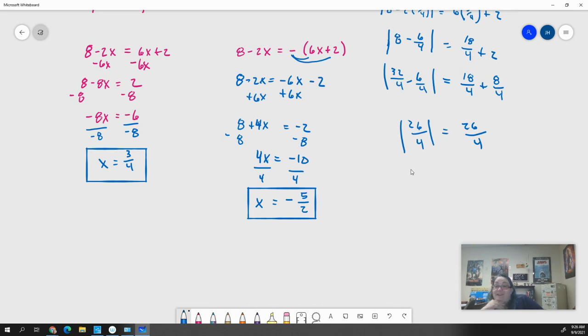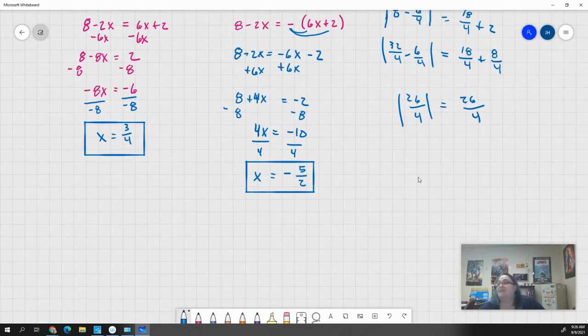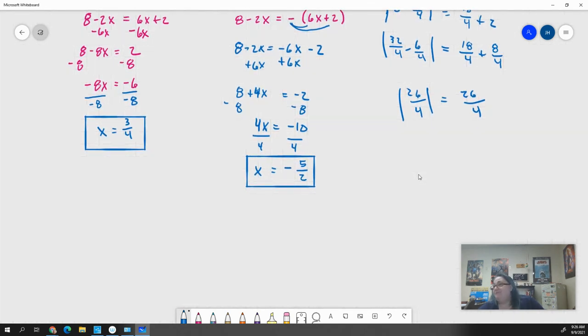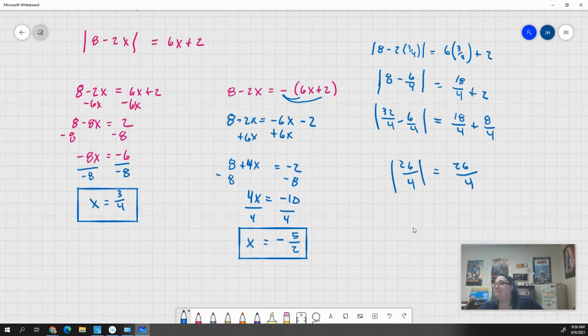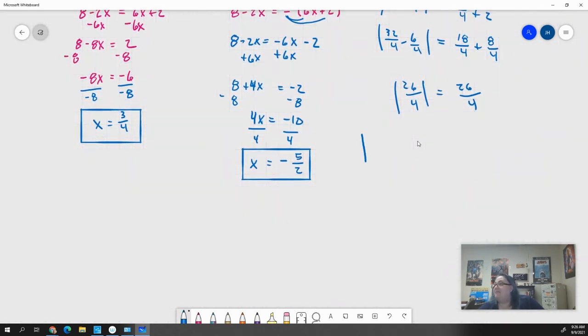Let's try it with -5/2. I wish I'd never suggested we do another problem. So now we've got the absolute value of 8 minus 2x. Minus 2 times -5/2. I wish I picked an easier problem.